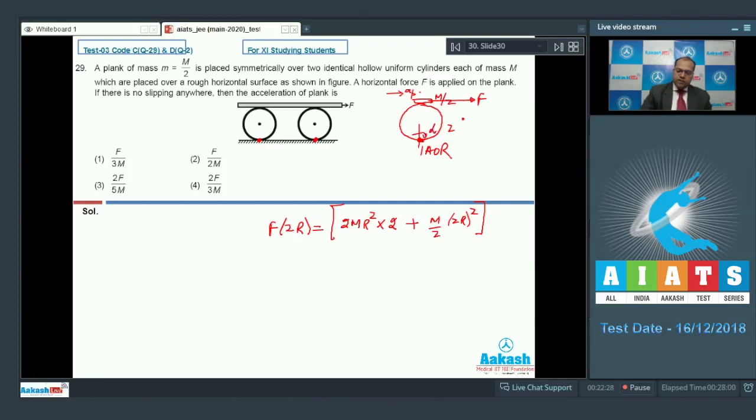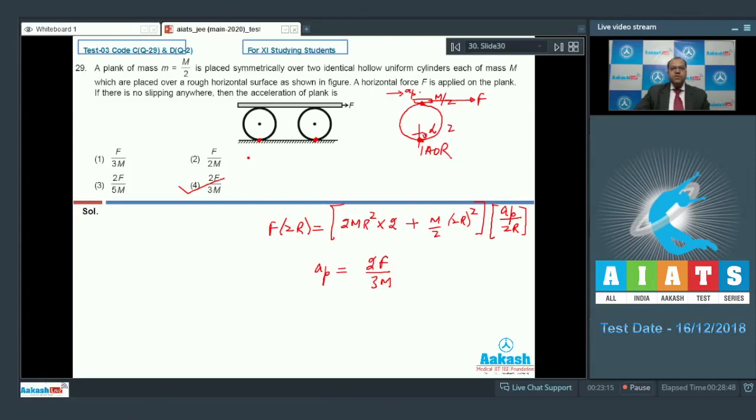Angular acceleration alpha can be written as, if AP is the acceleration of the plank, then tangential acceleration of the topmost point of the cylinder is also AP. So alpha can be written as AP divided by 2R. If I solve this, the value of AP, that is acceleration of plank, comes out to be 2F by 3M. So option 4 is the correct answer. So the correct answer for question number 29 is option 4.